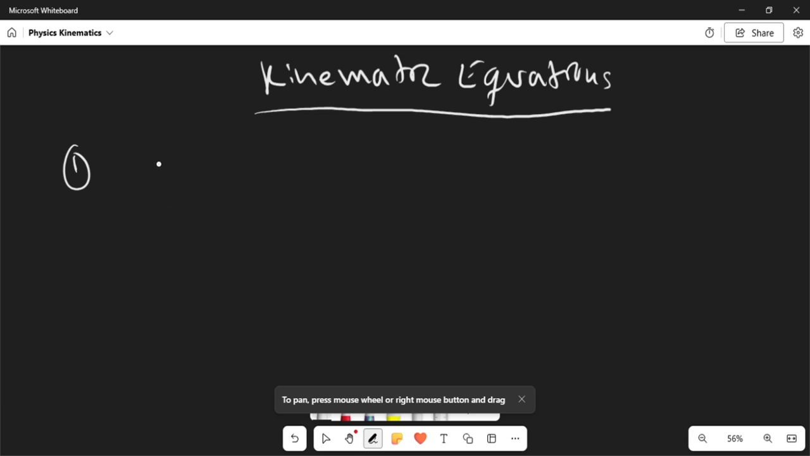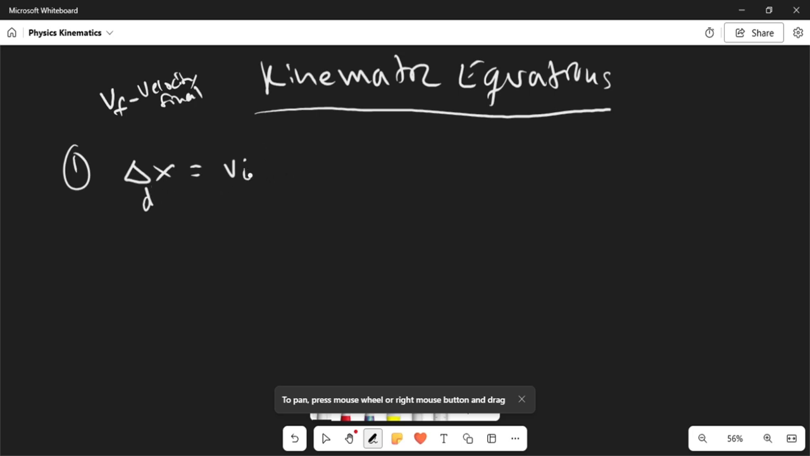So let's first start with the first equation here. Our first equation is going to be the displacement equation. So this equation is going to give us displacement. Whenever you see a v and an i, that simply means velocity initial. When you see a v and an f, that just means velocity final. And of course, change in x is displacement. You could also see this written as d, but usually it's going to be change in x.